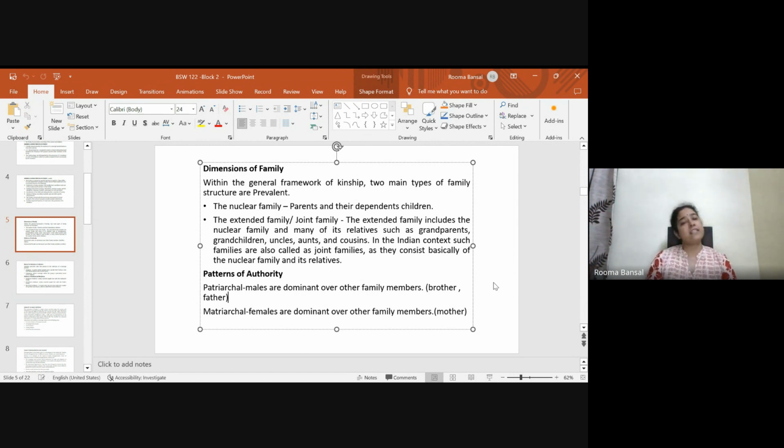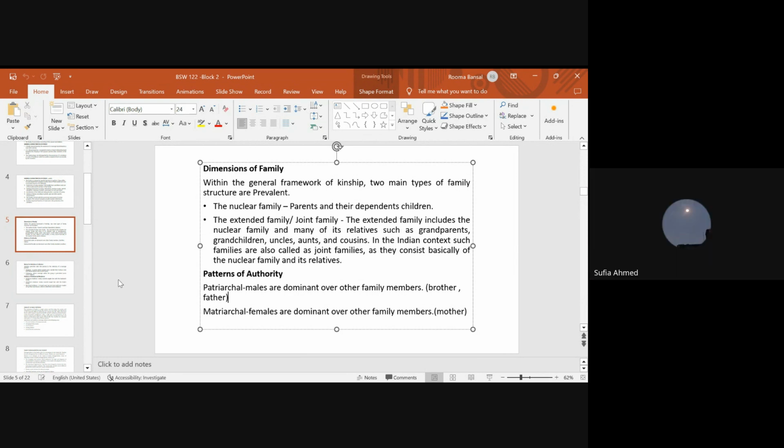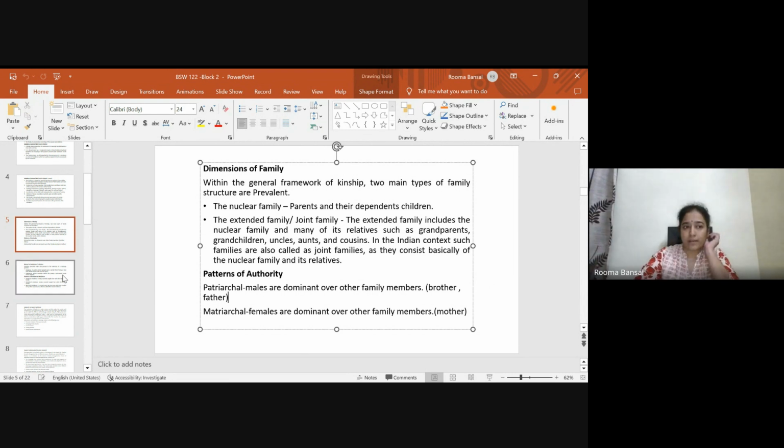In a number of cases we find that females are also equally competent. Here we are not talking about any wrong practice or wrongdoing or anything negative. We are just talking about the patterns of authority. Clear? Yes, ma'am.